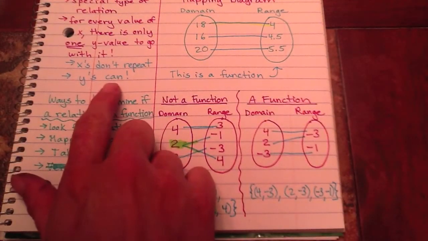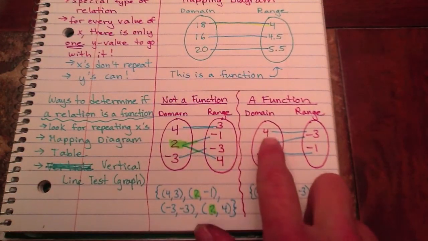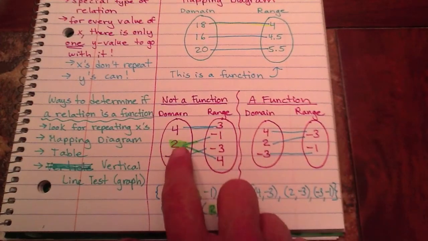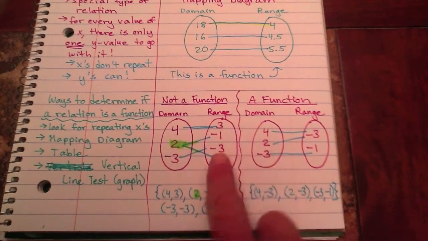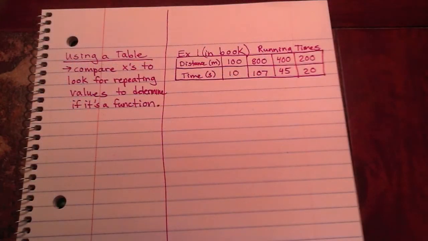Y's can repeat. It's only x's that can't. So we can have 2 different domains going to the same range, just can't have this. So you need to memorize that difference. Go ahead and copy this down. Hit pause. When you're done copying it, hit play.